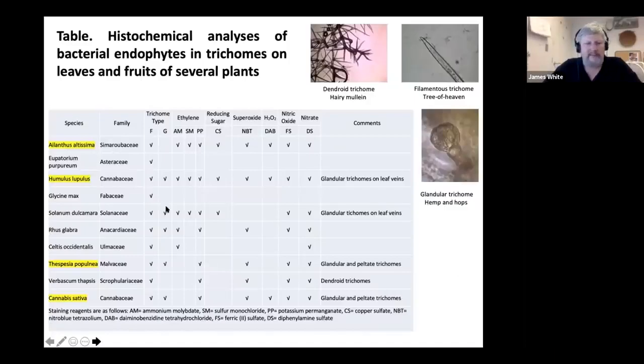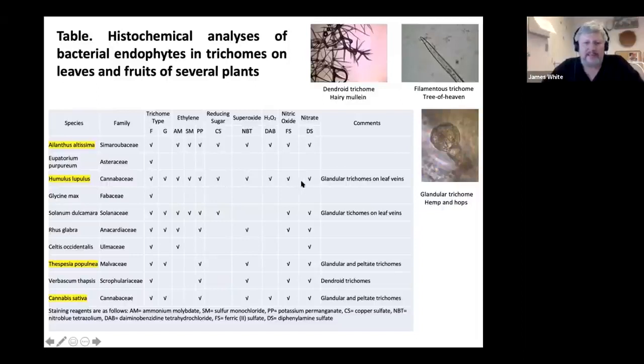We've looked at 8 or 9 species of plants that have trichomes in several families, including Asteraceae, Cannabaceae, the cannabis, right? Beans, Solanaceae, Malvaceae, Scrophulariaceae, a lot of plants. Those trichomes are different kinds. There are dendroid trichomes, filamentous trichomes, and glandular trichomes. I'm going to look at each one of those and show you what we have. We stained all of these types of trichomes for all of those chemicals that I talked about before that have to do with the two equations in plants.